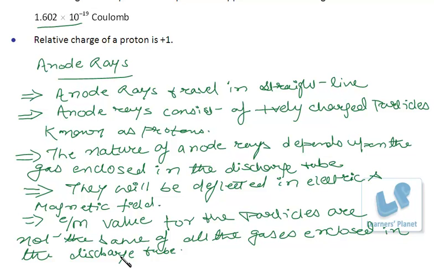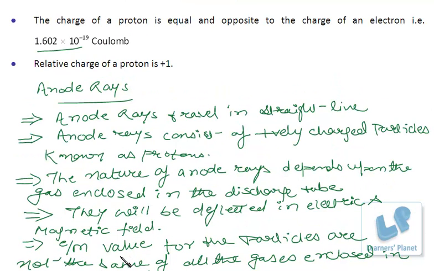So there is another fundamental particle which is present in the atom. Where exactly it is present within the atom, we are going to discuss later. Now students, there is one more type of particle present in an atom, and that is the neutron. Now let's discuss the discovery of neutrons.